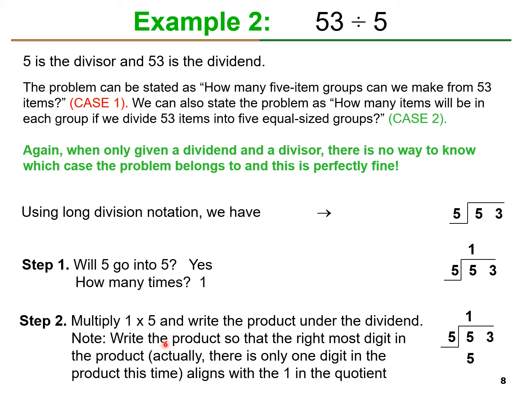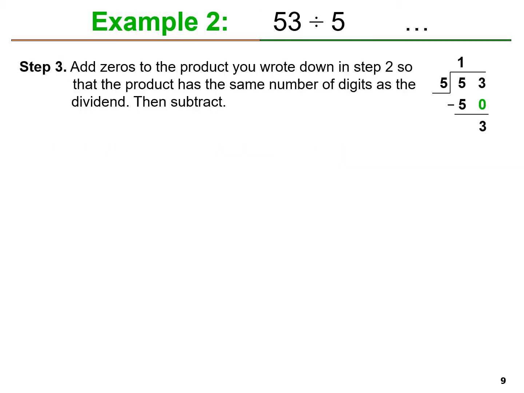So here we're saying to write the product, which is 5, so that the rightmost digit in the product. Now this product 5 actually only has 1 digit. So the rightmost digit in the product has to align with the 1 in the quotient because, again, we're considering this column here. Add zeros to the product we wrote down in step 2 so that this number here has the same number of digits as the dividend. The dividend has 2 digits, so we want 2 digits right here. So we add this 0. Then subtract. 3 minus 0 is 3. 5 minus 5 is 0.